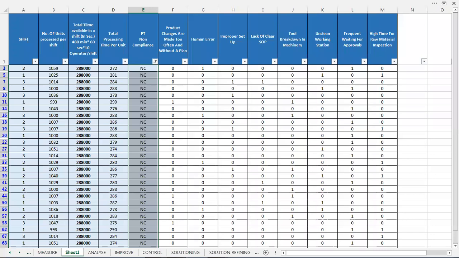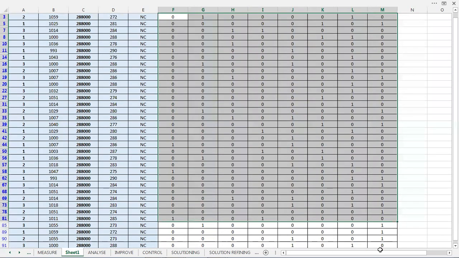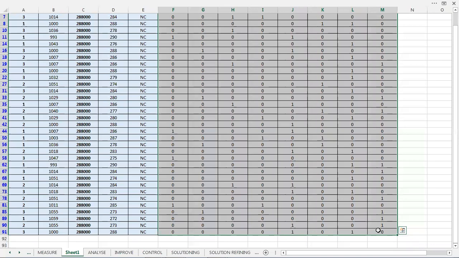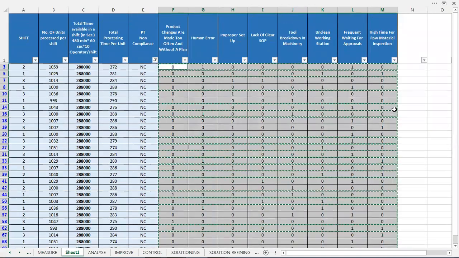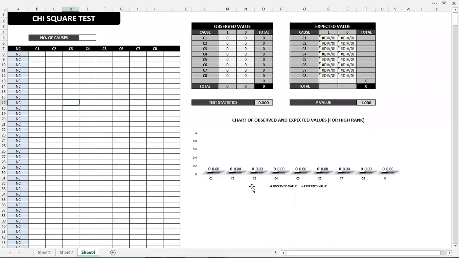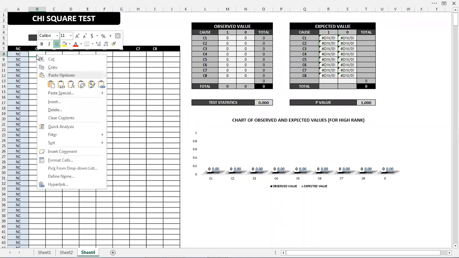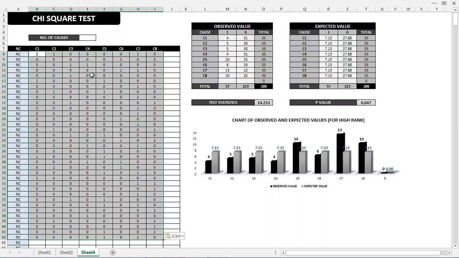What next I need to do? I need to select the data for each cause, from here to here, and I'm going to select it over here. You could see how I'm going to select it, and I'm going to copy it. So copy, then I will go to our tool, right? This is the tool. I'm going to paste the data over here. So I have pasted the data over here.